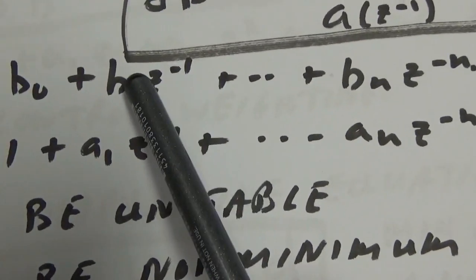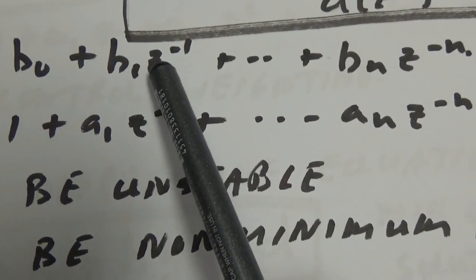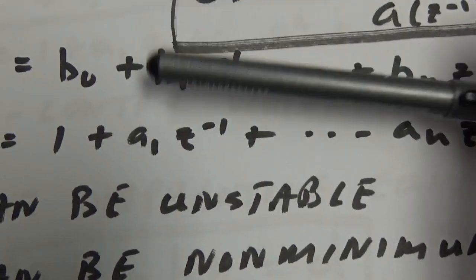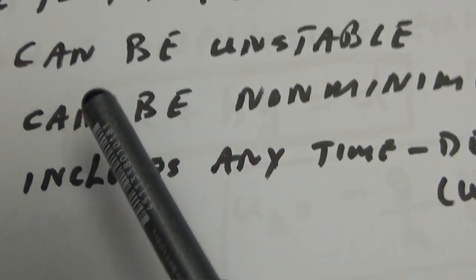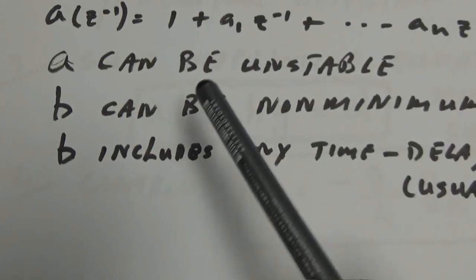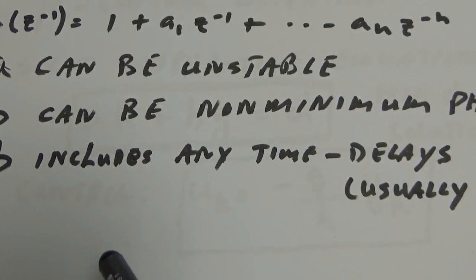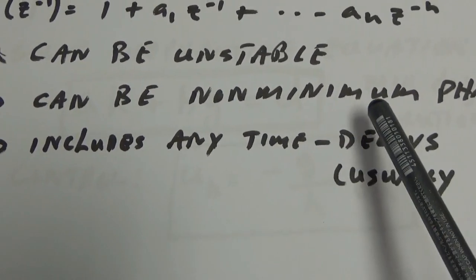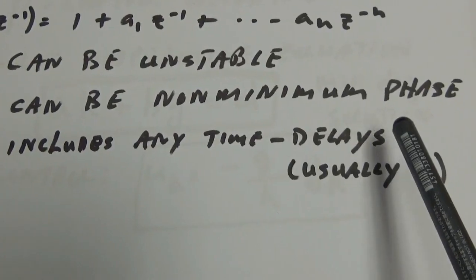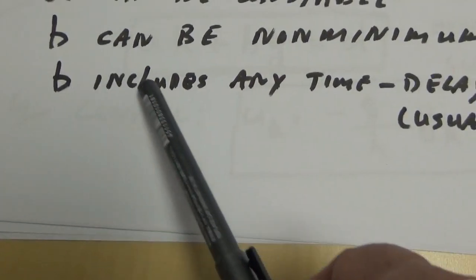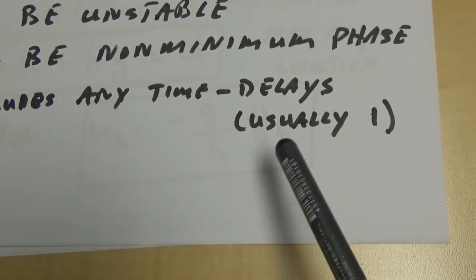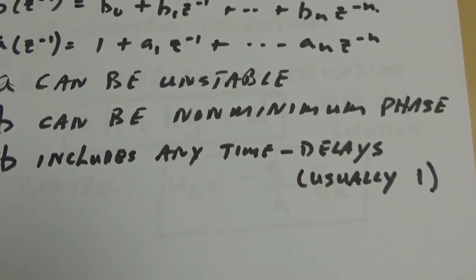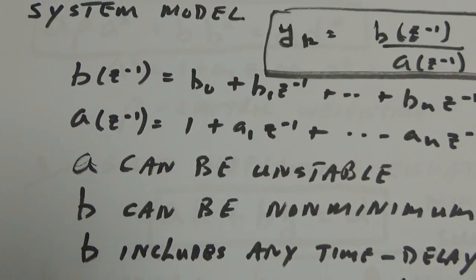You need at least one term here for physical realizability. You can't just have b0 on its own. b0 plus b1 plus whatever to model B. And as I said, A can be unstable in the theory anyway. B can be non-minimum phase, that's to say a zero is outside the unit circle. And B must include any time delays. In our case it's just going to be 1. We don't really have any huge delays in this system, unlike in other applications.